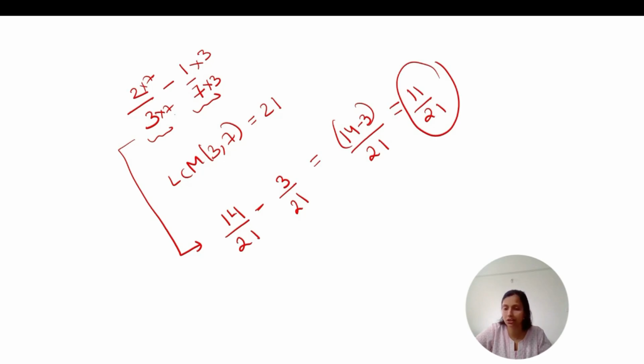If the final answer is not in the simplest form, and if the numerator and denominator have some common factor, then you can convert it into the simplest form by dividing the numerator and denominator by the highest common factor.